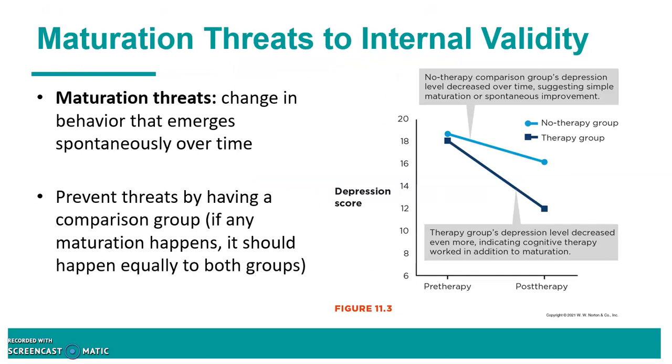Okay, so one is a maturation threat. So people just change spontaneously over time. Maybe it's actual maturation, like children get older, trees grow taller, that kind of thing. People tend to recover on their own to some degree from psychological disorders. People often come in when they're at their lowest point, but there's often some natural improvement that just happens over time. Okay? So the key here is you've got to have a comparison group, so that if any maturation happens, it should happen equally to both groups, or the degree of maturation is randomly distributed between the two. Okay.